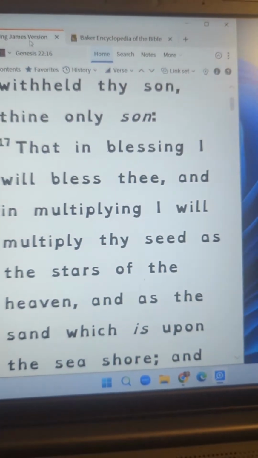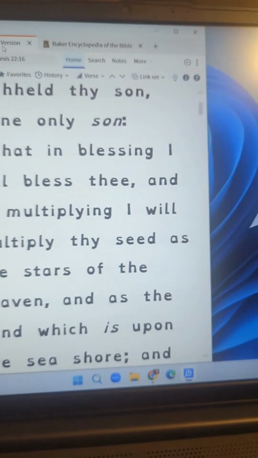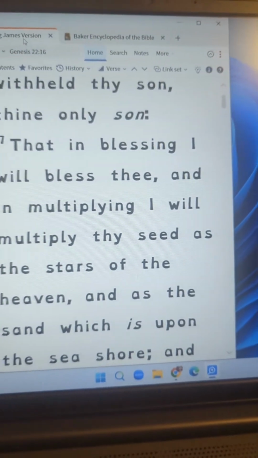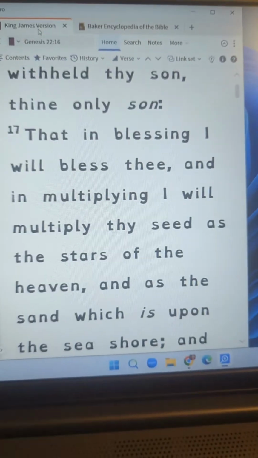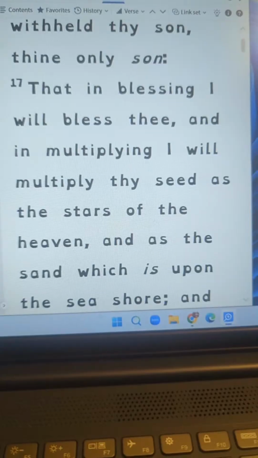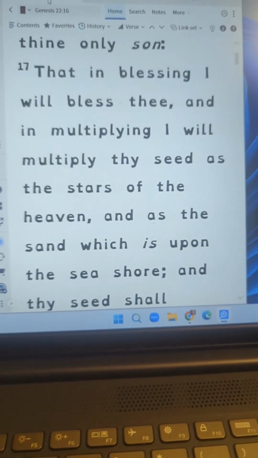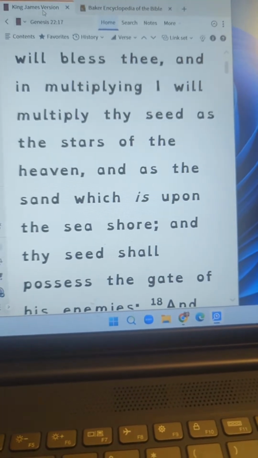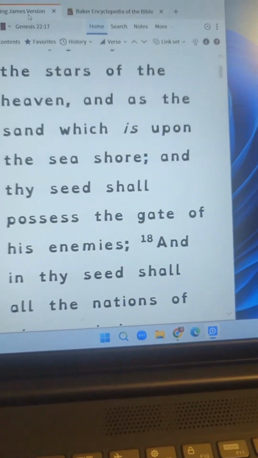That in blessing I will bless thee, and in multiplying I will multiply thy seed as the stars of the heaven, and as the sand which is upon the seashore, and thy seed shall possess the gate of his enemies.